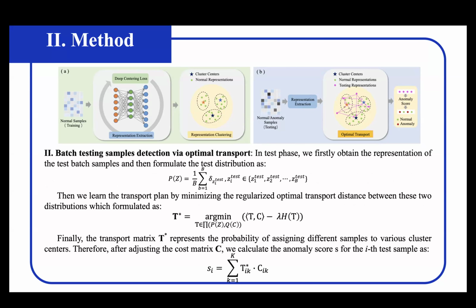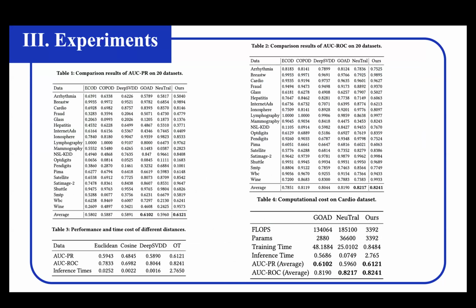The second stage is batch testing sample detection via optimum transport. In the test phase, we first obtain the representation of the test batch samples, and then formulate the test distribution as PZ. Then we can learn the transport plan by minimizing the regularized optimum transport distance between these two distributions, formulated as T star. Finally, the transport matrix T star represents the probability of assigning different samples to various cluster centers. Therefore, after judging the cluster matrix C, we can calculate the anomaly score S for the i-th test sample as S_i.